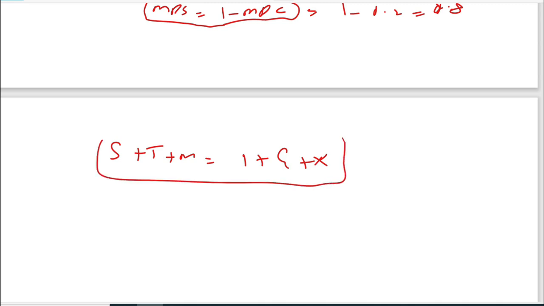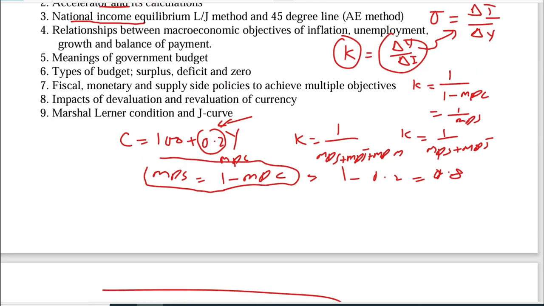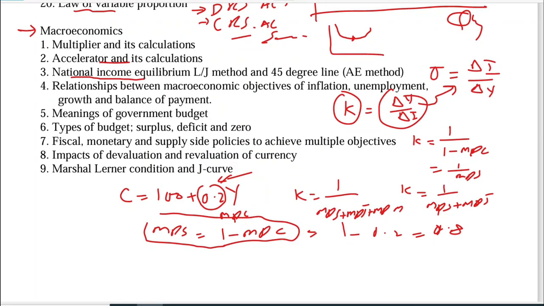So the examiner may ask about this condition as well, and the examiner may also ask you to find any one value out of this formula. Like the examiner may ask to find saving or taxes or imports or investment or anything that is given in the statement of this equilibrium position. And you must know the concept of the 45-degree line and the aggregate expenditure line as well.